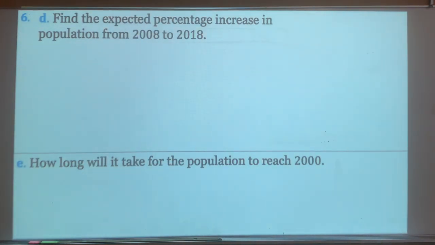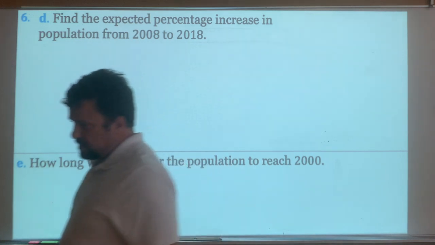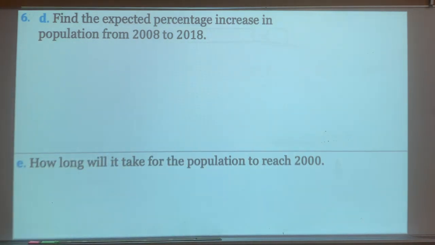Find the expected percentage increase in population from 2008 to 2018. Okay, so from those 2 years, what is the expected increase in population? Then how long will it take the population to reach 2000? All right, the first one. From 2008 to 2018 is how many years? 10 years. Okay, so T equals 10.